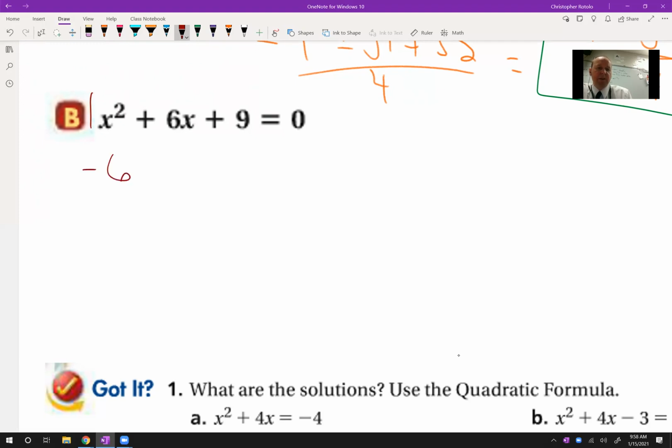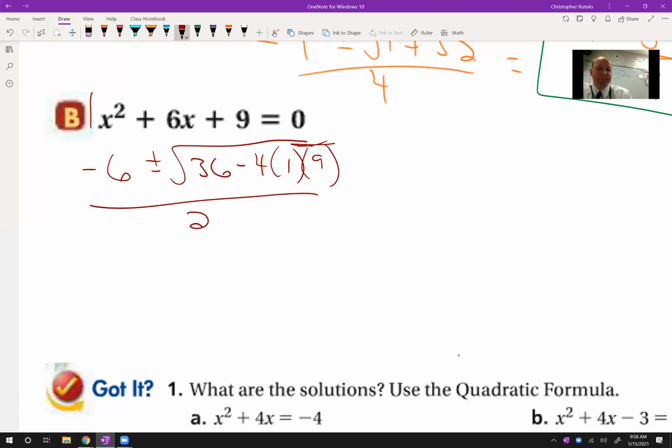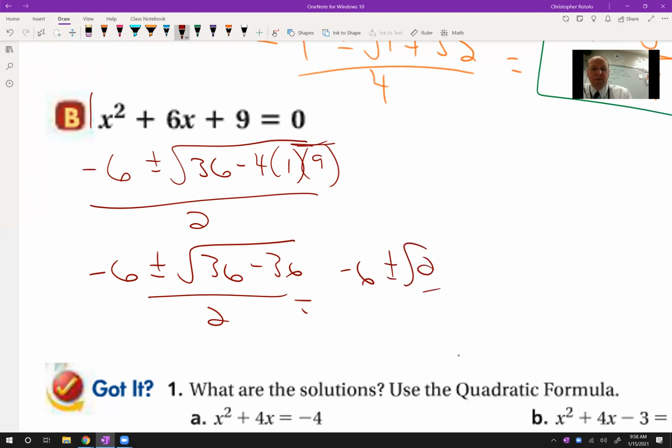So -b plus or minus the square root of b squared, which is 36, minus 4 times 1 times 9. I know it sounds ridiculous that we're going to put all this stuff in here, but 4 times 1 times 9 doesn't matter. -6 plus or minus the square root of 36 minus, because there's only one minus sign, and this is 36, and it's over 2. -6 plus or minus the square root of 0 over 2. The square root of 0 is 0. So here's what we have, -6 over 2, which is -3. But you told me you're supposed to get two answers, Mr. Tola. Yes, they're both going to be -3.